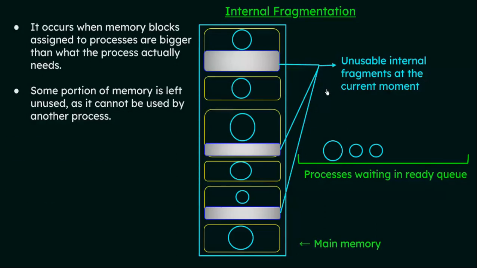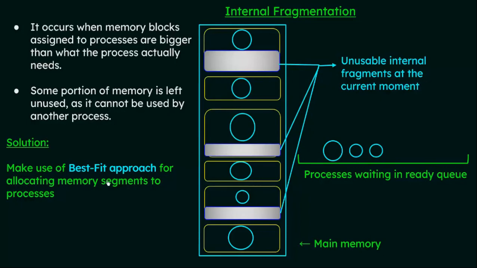Now, do we have a solution for this? Let's see. The solution is to make use of the best fit approach for allocating memory segments to the processes. In the previous lecture, we discussed first fit, best fit, and worst fit approaches. If you are making use of the best fit approach, we allocate the processes to the smallest memory location that is just big enough to hold that particular process.